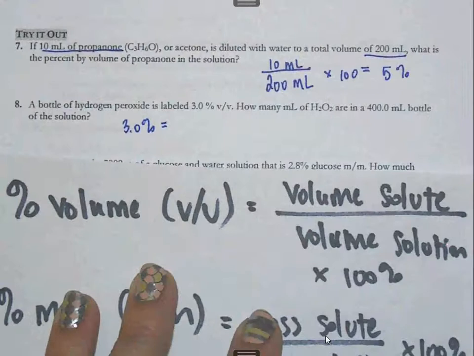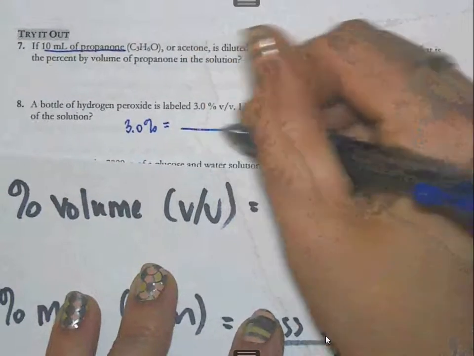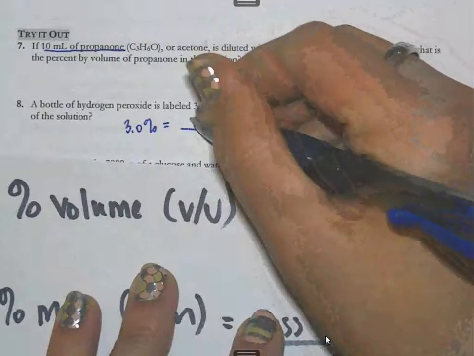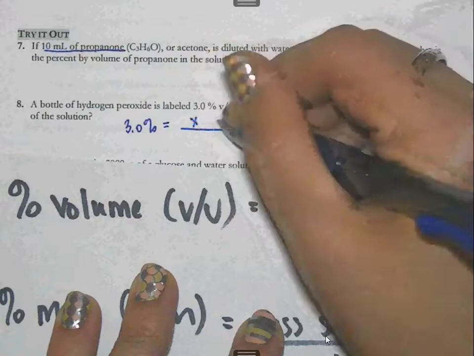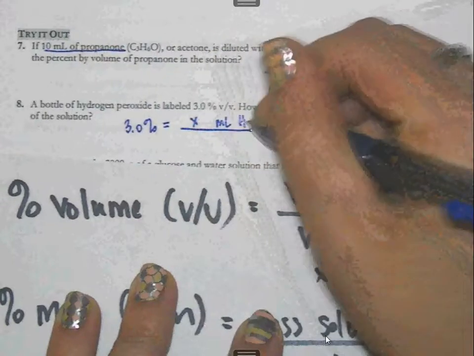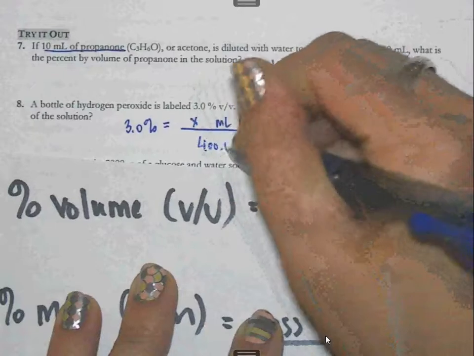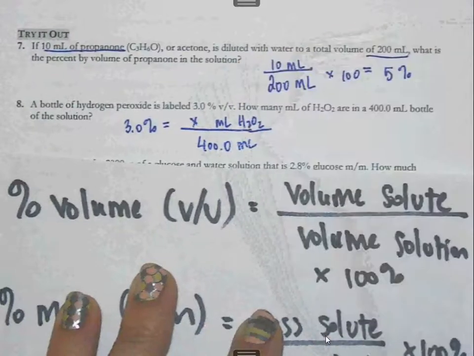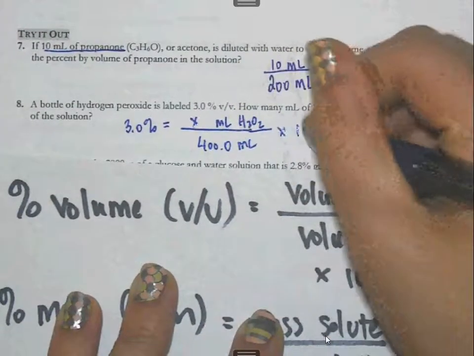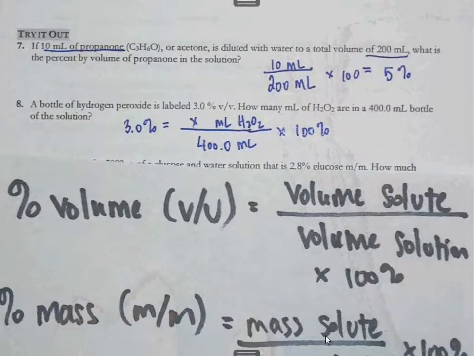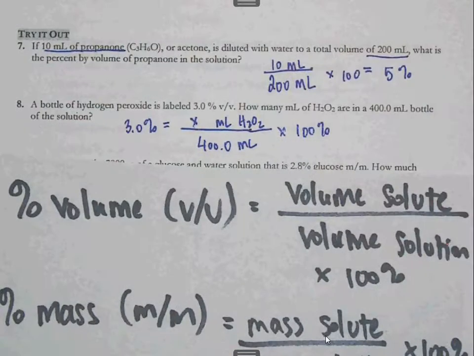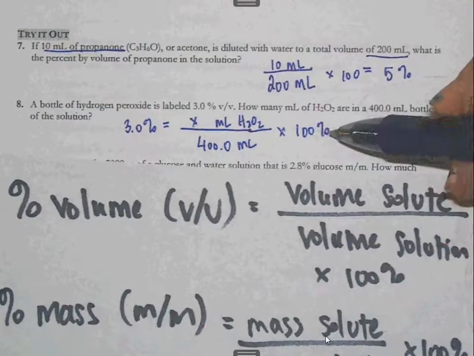Well, then that's going to be equal to X milliliters of H2O2 over 400.0 milliliters of solution. But don't forget that this is multiplied times 100. So in order to solve for my x, the first thing that I'm going to have to do is get rid of the 100 over here on the side.